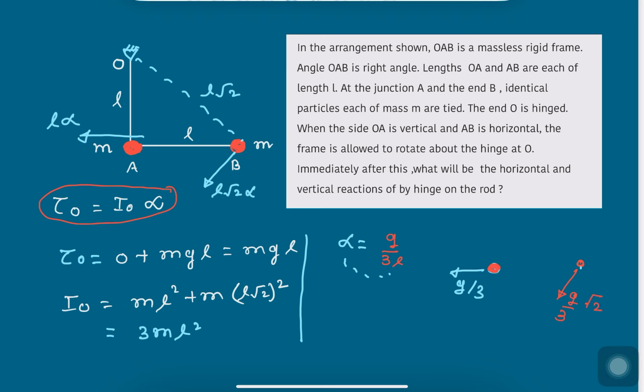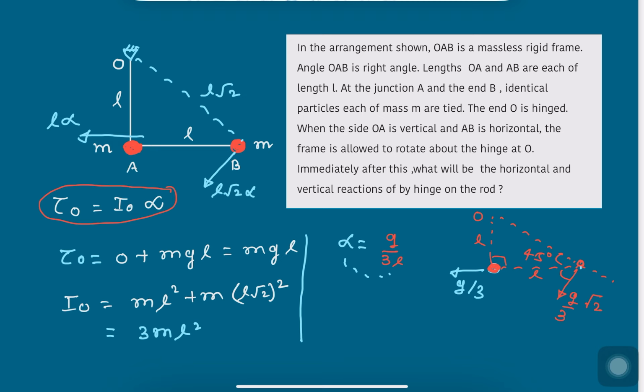And here somewhere we had the O point, and this acceleration will be, this angle will be 45 degrees. This is also 45 degrees by this given data, L, this is 90. So let us apply Newton's second law on this whole system of two particles.